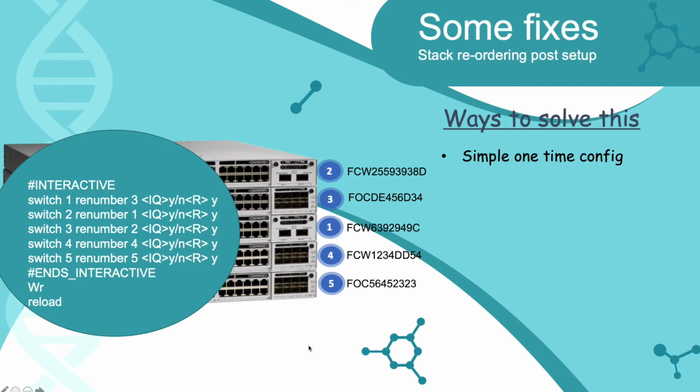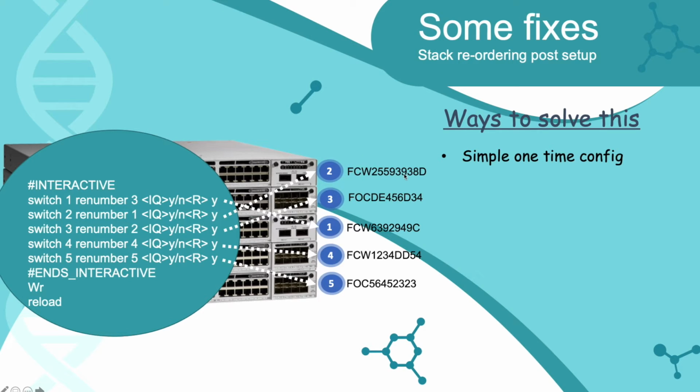We can do this with a CLI template. It's just an interactive command. So switch 1, renumber 3, switch 2, renumber 1. So we know that switch 1 should be 3, switch 2 should be 1, 3 should be 2, 4 should be 4, and 5 should be 5. So we just run that command, write, and reload, and then the switch will bounce back as normal.